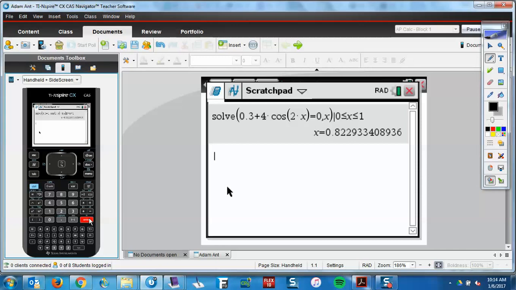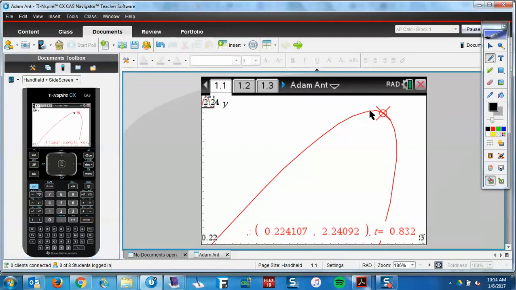Now, how could you show that, though? He stopped doing what? He stopped going up, right? But he's still moving to the right. But how can we show it? You could put the t value into the x prime equation. That's what I would do. Or you could also set x prime equal to 0 and solve and see if you get 0.822. See if you get that same number, right? But I like what you're saying.